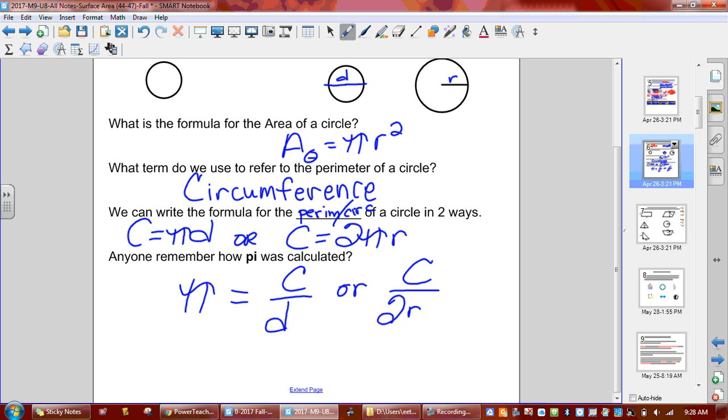All right, we're going to do a few examples now. So we're going to try and actually use our formulas. And we're going to calculate areas. So let's see how this goes.